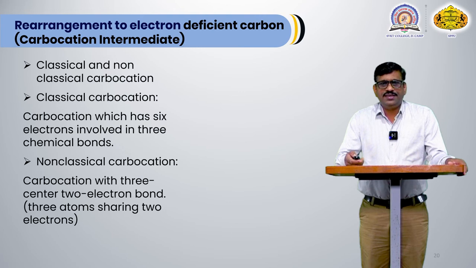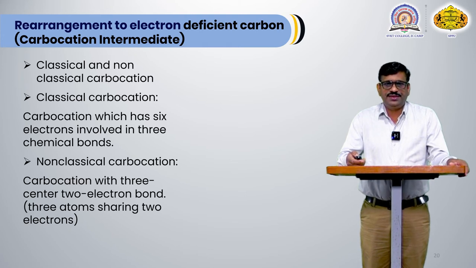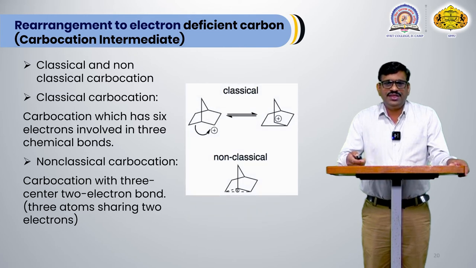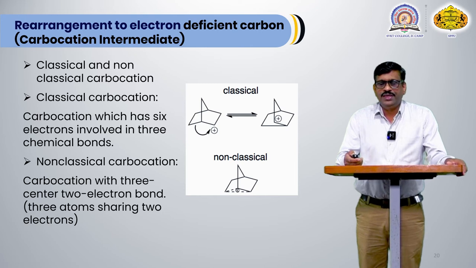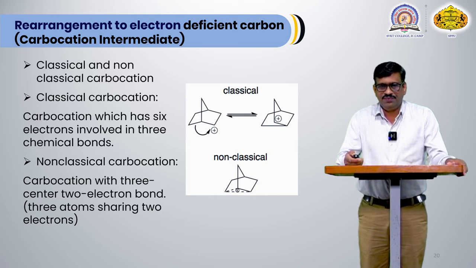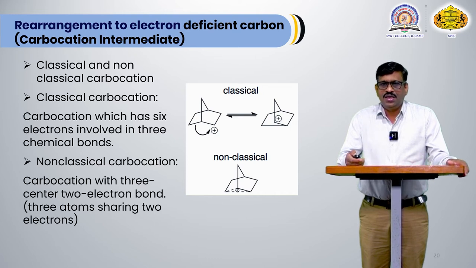Now, classical and non-classical carbocations. A classical carbocation is a carbocation which has 6 electrons involved in 3 chemical bonds, and a non-classical carbocation is a carbocation with a 3 center 2 electron bond, that is 3 atoms sharing 2 electrons. In this figure, classical and non-classical carbocations are shown. The first structure is a classical carbocation. In a classical carbocation there are 3 bonds associated with the positively charged carbon, 3 bonds sharing 6 electrons, and in a non-classical carbocation the positive charge is shared by 3 atoms, meaning 3 atoms sharing 2 electrons.